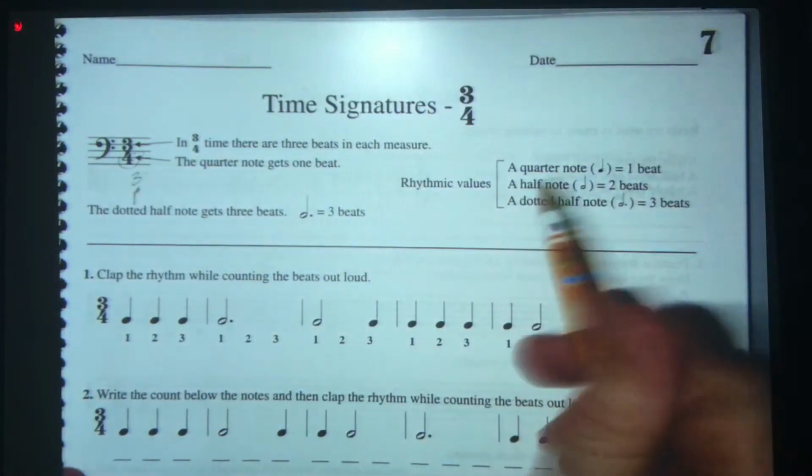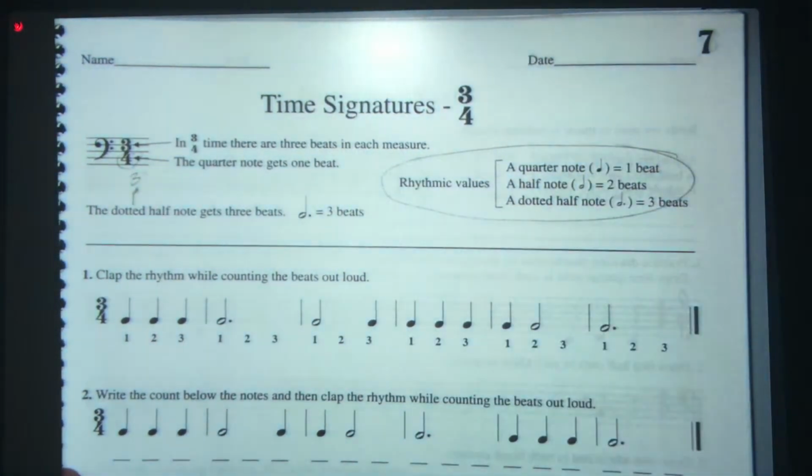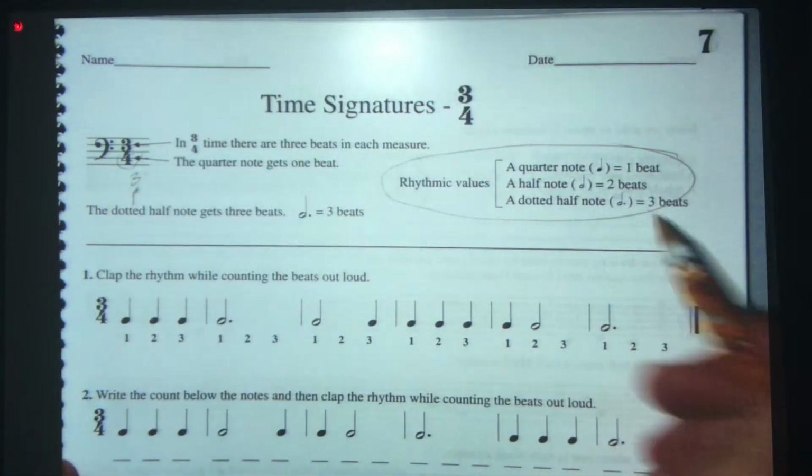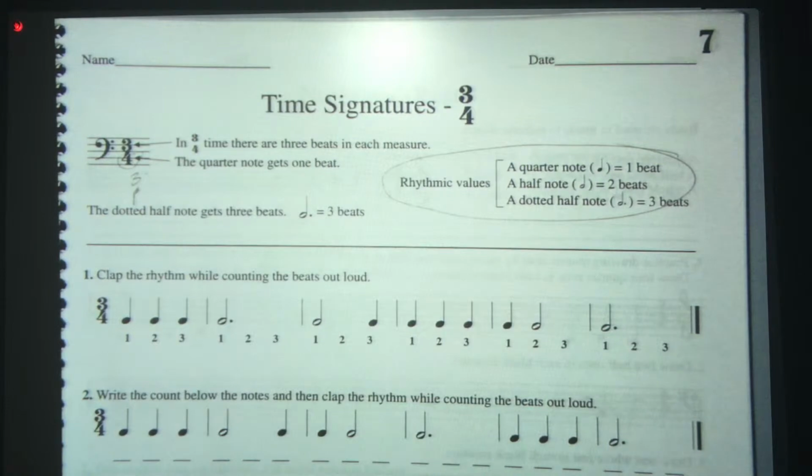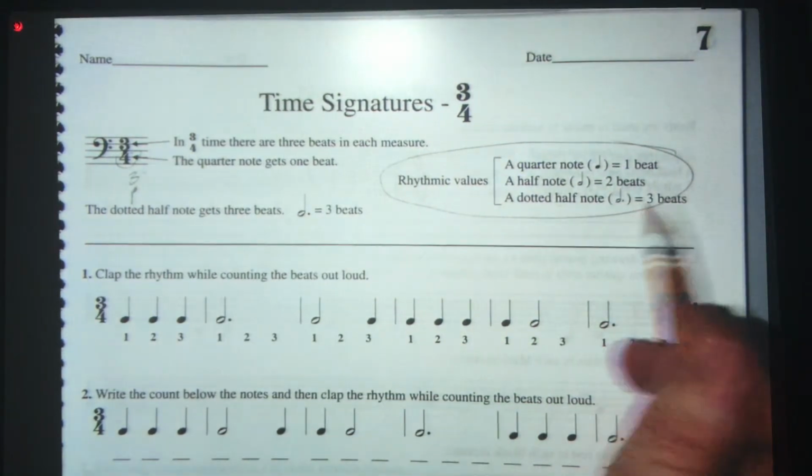So the rhythmic values didn't change. This is all the same. We're going to use that as our key to figure that out. But we have one new rhythm here, and you'll find this new rhythm, by the way, in Rhythm Practice 2. That's the dotted half note. It gets 3 beats of sound.